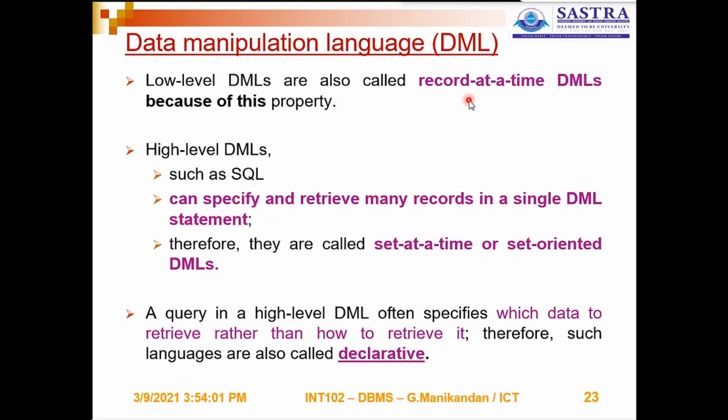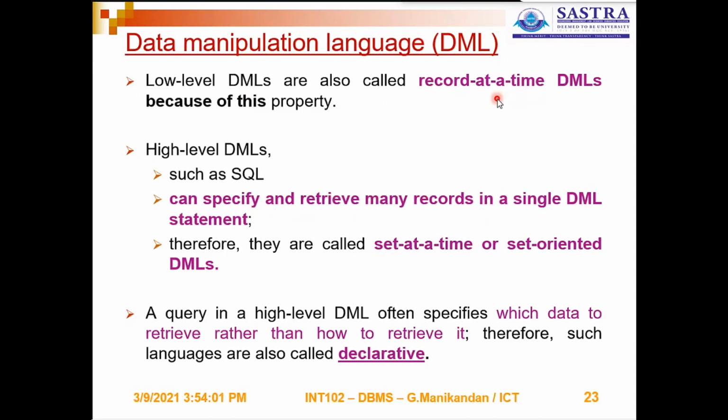But the thing is, the difference is the same query. If you are going to supply the same SQL statement as a high level statement, it is capable of what? Using a single DML statement, you can extract multiple records, or retrieve many records using a single DML statement. So another name for your high level DML is set at a time or set oriented DML. Another name for your low level DML is record at a time DML. Since it is capable of retrieving only a single record, it is called a record at a time DML.